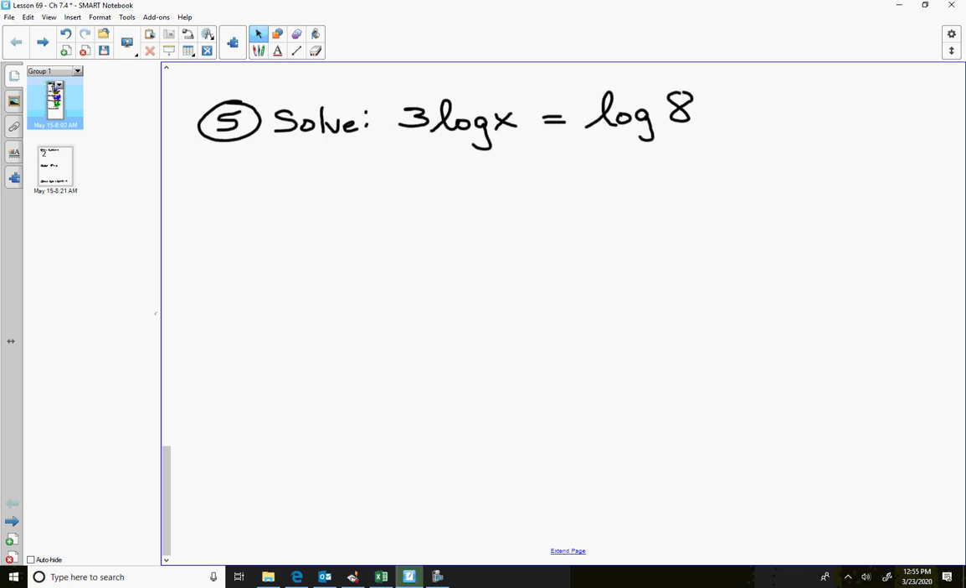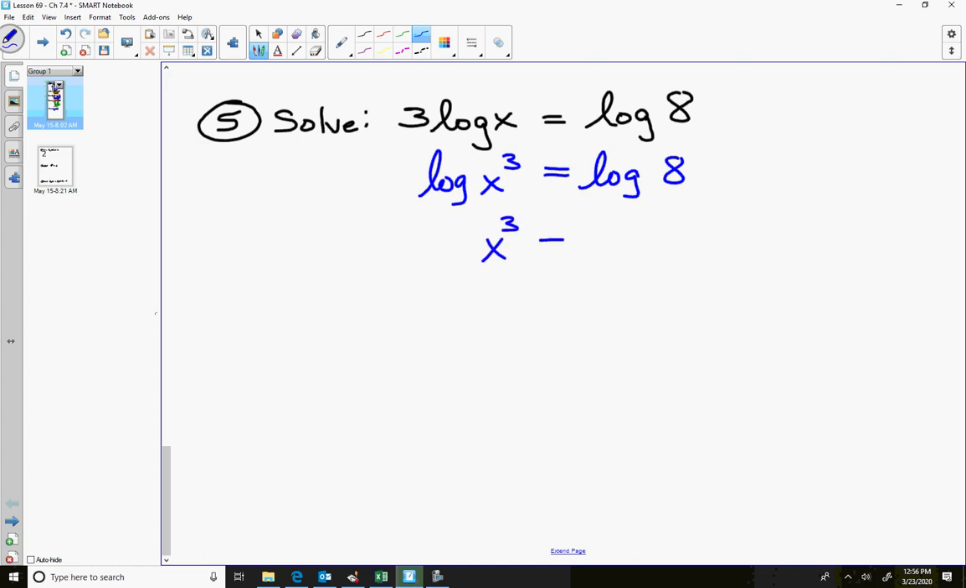Well, we have a property that says when it comes to logarithms, you can take the coefficient and move it to become an exponent. So we've got log x cubed equals log 8. Now, one thing on the left, one thing on the right. Both log base 10, they're both common logs. So set your arguments equal to each other. We have x cubed equals 8.